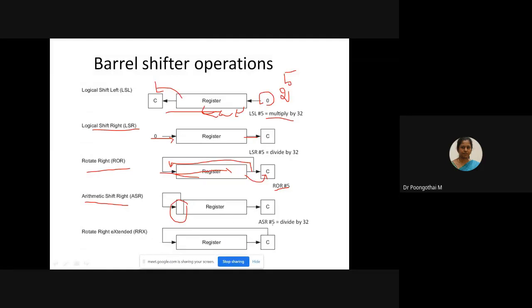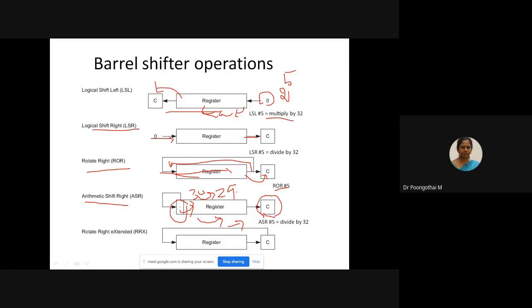So ASR #5 divides by 32, similar to LSR. It will preserve the 31st bit and propagate the sign bit to the next position, that is 31st to 30th, 30th to 29th, and likewise so on towards the right. The last bit is copied into carry.